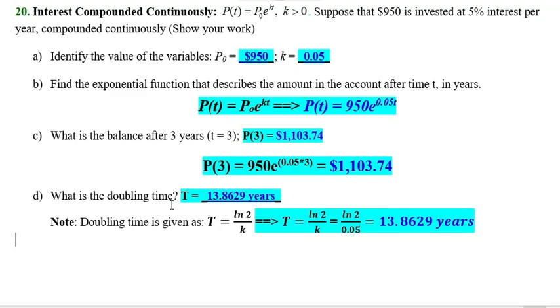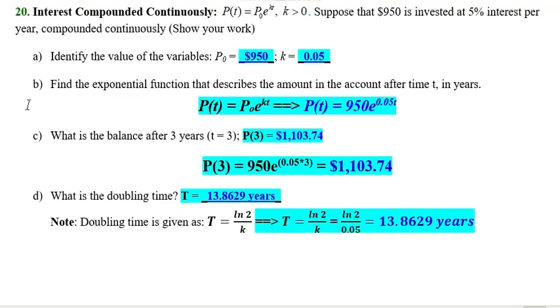Then what is the doubling time? That is the doubling time, which is when the money is going to be twice of 950, and that is t equals ln2 over k, which is ln2 over 0.05. That is in 13.8629 years, the money is going to double, twice of this.